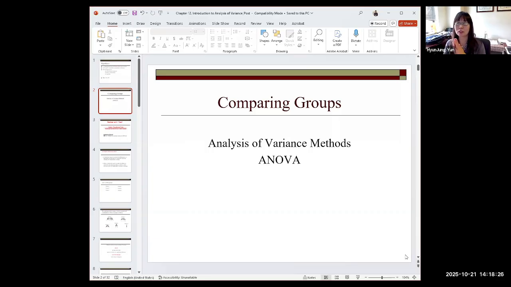You are comparing more than two groups, two conditions. Then you should move to the ANOVA test. So this week, especially the next 2 weeks, we're going to talk about the ANOVA test family. Okay, so ANOVA is an analysis of variance.